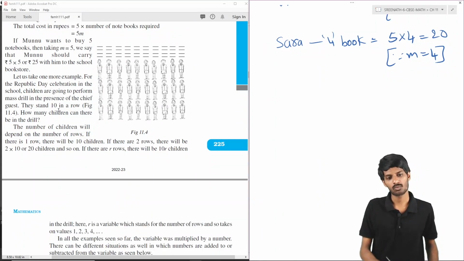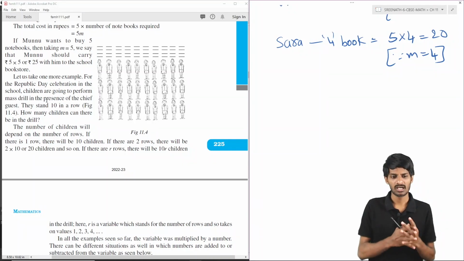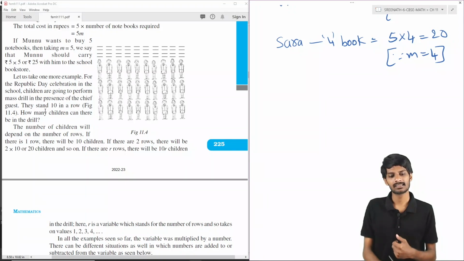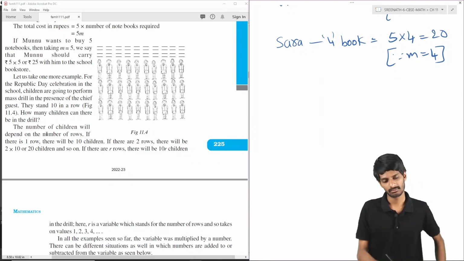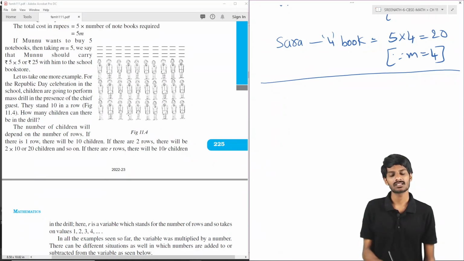And the next thing, one more example if you want to take. There is a Republic Day celebration in your school, students, and children are going to perform a mass drill. So they stand 10 in a row. In a single row 10 people will stand. So the number of children will depend on how many children can there be in the drill? Okay, so in a row there will be 10 students.